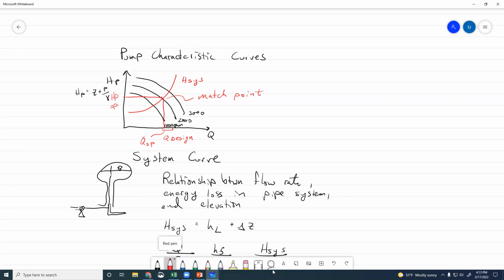Say we have multiple different types of pumps that could meet these operating conditions or the design conditions that we need, then we would choose the pump that requires the least energy. So next time we'll talk about what happens when we put more than one pump together, pumps in series and pumps in parallel, and what that does to the pump curve and what that does to our operating conditions.